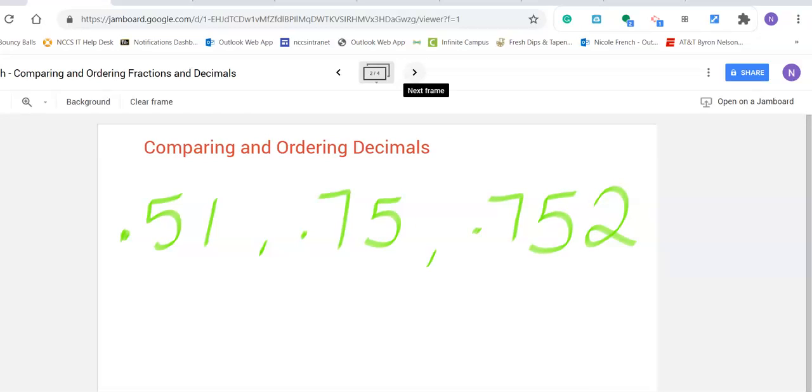The very first thing you do is you look at your whole number. We don't have any here. So you have to go to your decimal and the tenths place. I have a 5, a 7, and a 7. So right away, I know that this is my smallest number because 5 is smaller than 7.